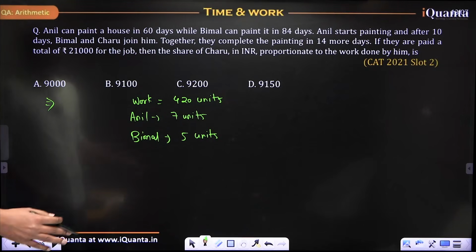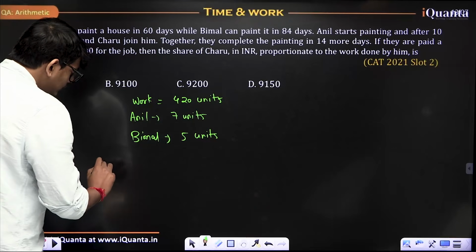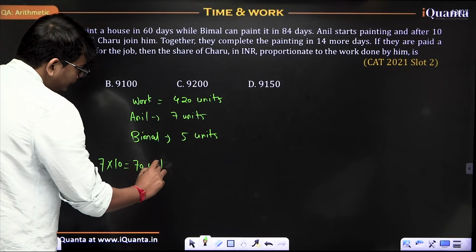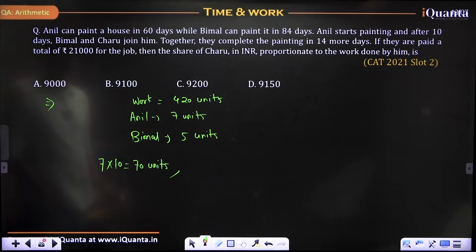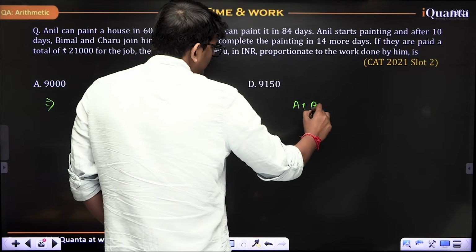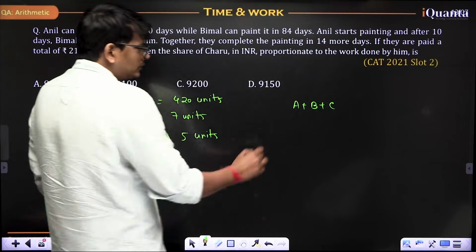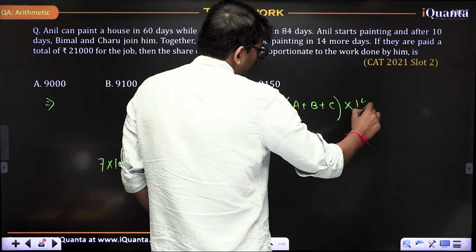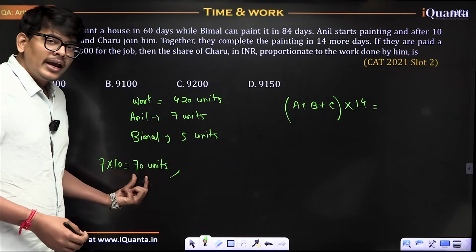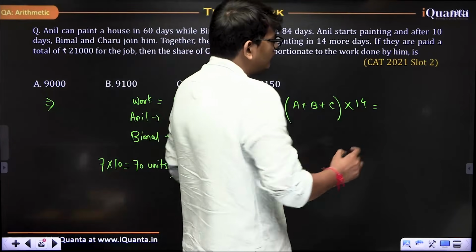Anil starts painting and after 10 days. So that means Anil has worked alone for 10 days. So 7 into 10, 70 units of work has been done. Now, Bimal and Charu join him. So that means A, B, C, 3 people are working and they complete the painting in 14 more days. So they work together for 14 days and they must be doing the remaining work. You know, A has already completed 70 units. So remaining work is 350 units, which will be done by these 3 people.